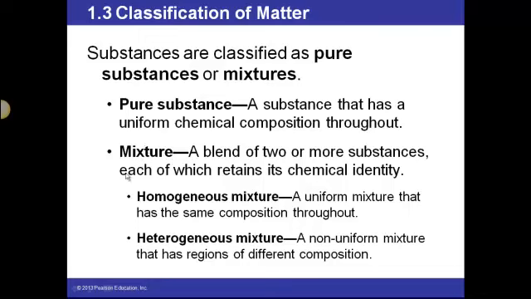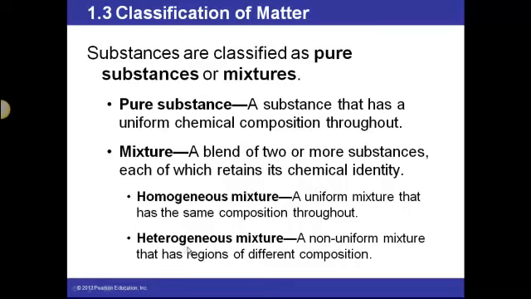So of the mixtures, you can have two types. You can have a homogeneous mixture. This is going to be a uniform mixture that has the same composition throughout. So the water in our water bottle would be a good example of a homogeneous mixture. There's some minerals in there, but we can't physically see them or detect them as being different from the water that's in there. And so it looks like one nice homogeneous mixture. It looks like the same thing. So homo means the same.